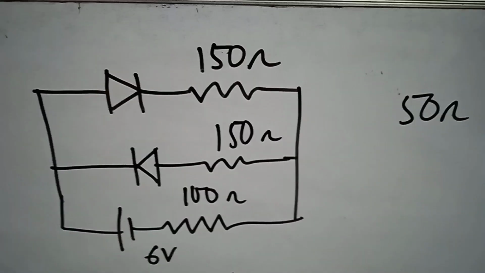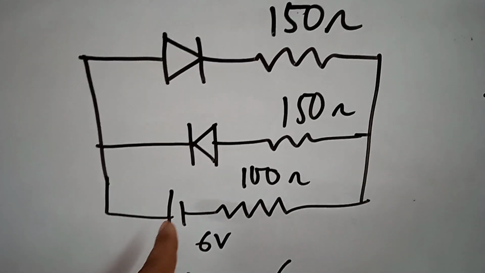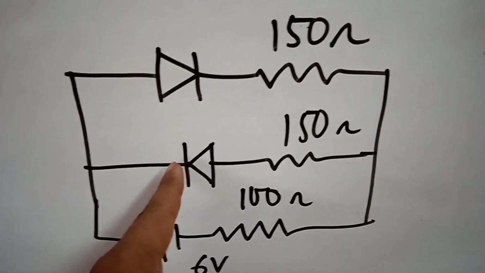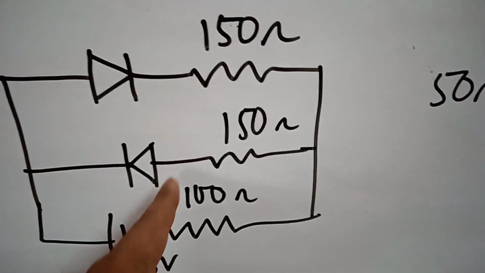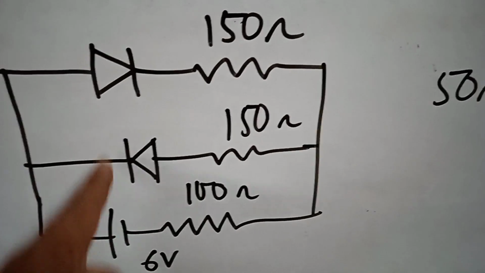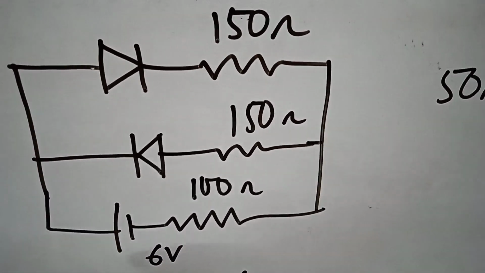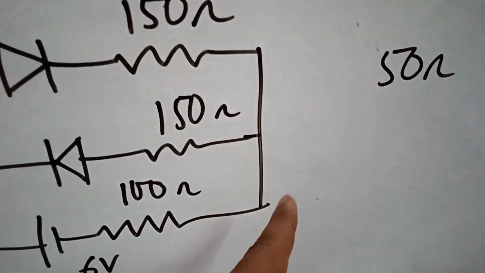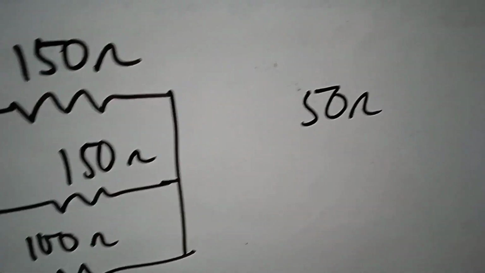What we need to do when these type of problems are given, first of all you need to see which diodes are forward biased, through which diodes the current will pass. This is positive and this is negative. Will it be forward biased? No. So no current will pass through it. This is positive and this part is positive, so this is forward biased. So the current will directly pass through it. 150 it will pass, and then it will pass through 100. That is 250. And again 50 ohm is there.